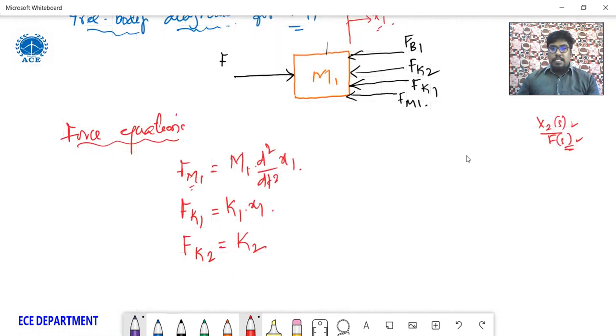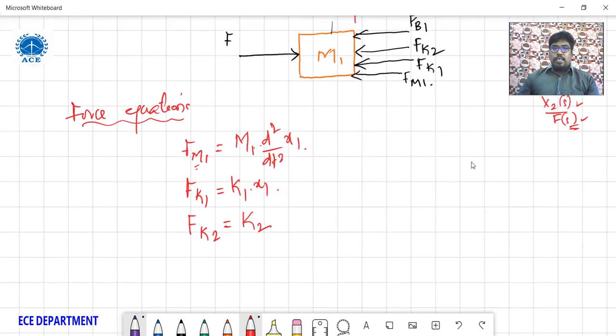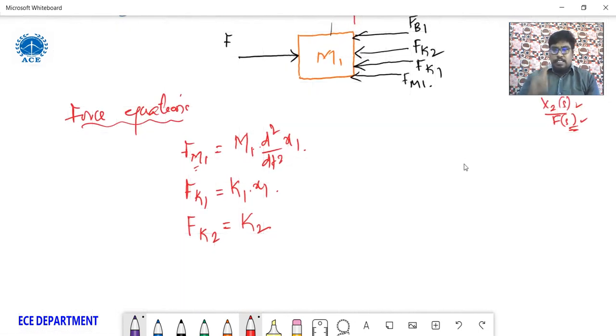So it depends on both displacements, x1 and x2, and also velocities v1 and v2. Therefore, I can write this as reference mass displacement minus other masses displacement. The reference mass is M1 for us now, because I took the free body diagram of M1. We are writing the equations for mass 1.